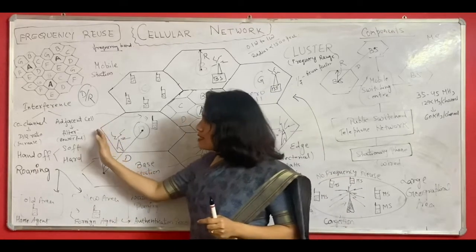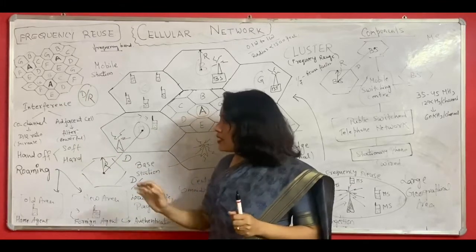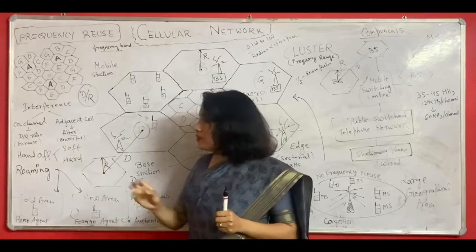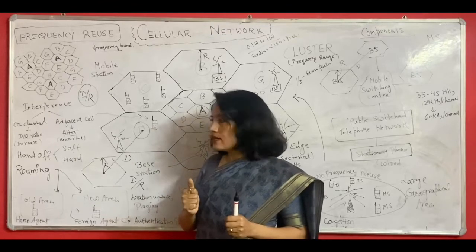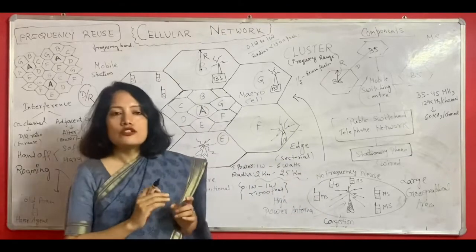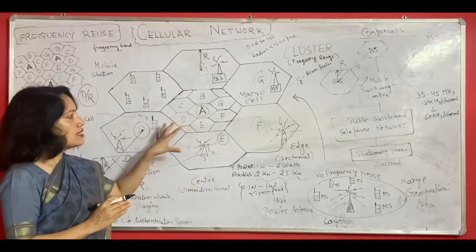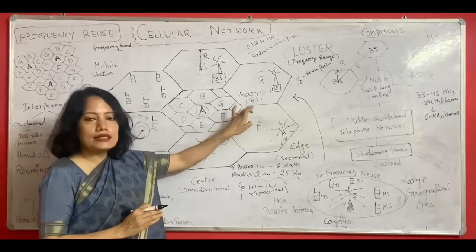Now this arises when two different frequencies mix with each other. In co-channel interference, the same set of frequencies mix with each other. In adjacent cell interference, two different frequencies mix with each other, and this occurs where there are two different cells placed adjacent to each other. Like for example here in this diagram, G and F are two adjacent cells.